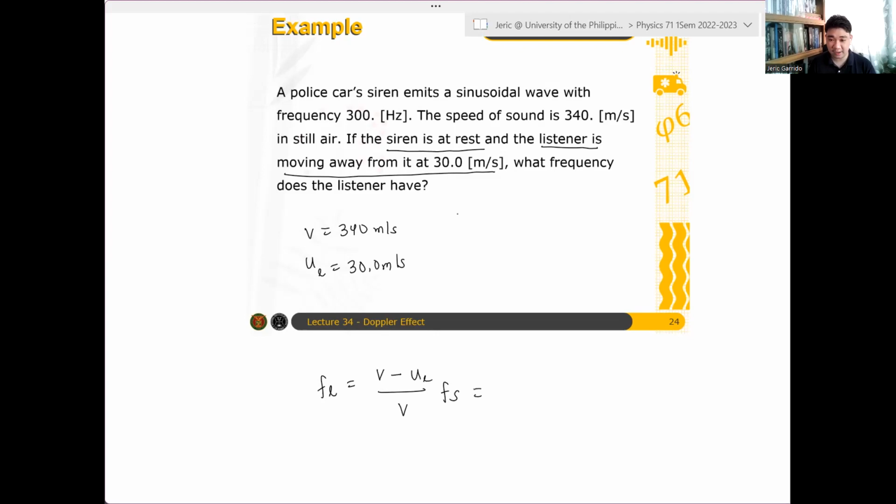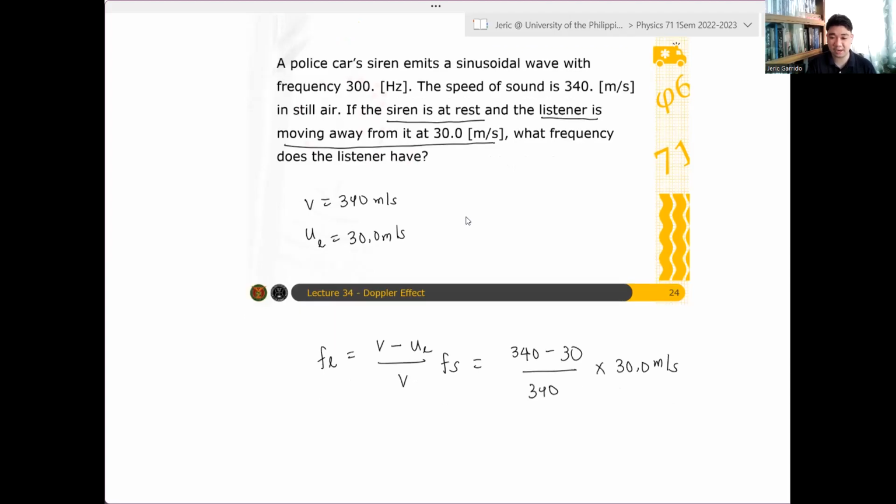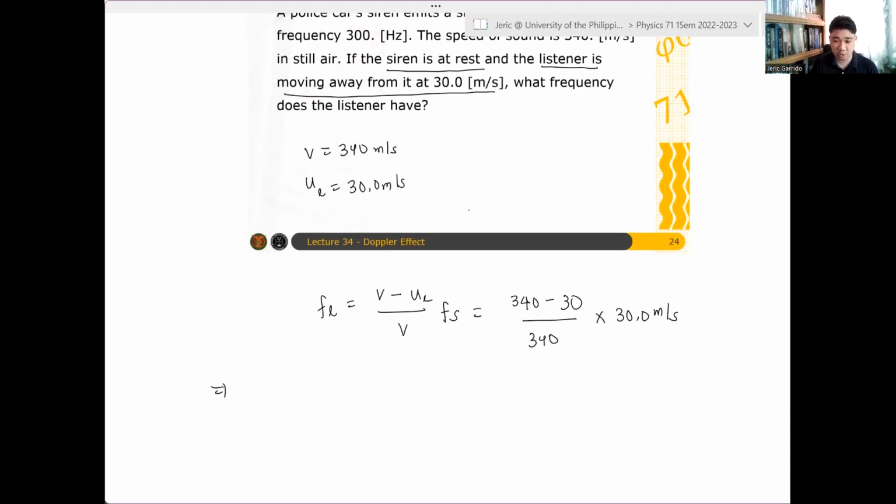And from there, this is just equal to V minus UL, 340 minus 30 divided by 340 multiplied by 30.0 meters per second. Lahat naman to hertz, kaya hindi mo kailangang ilagay yung units dyan. And therefore, one can show that the frequency of the listener is equal to 273 hertz. As expected, the listener frequency decreased because the listener recedes from the source.